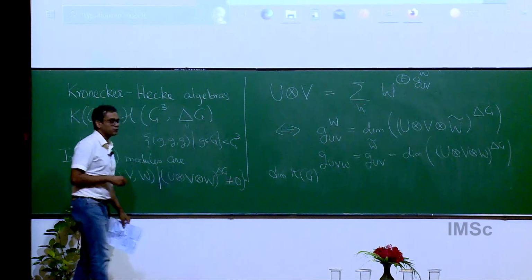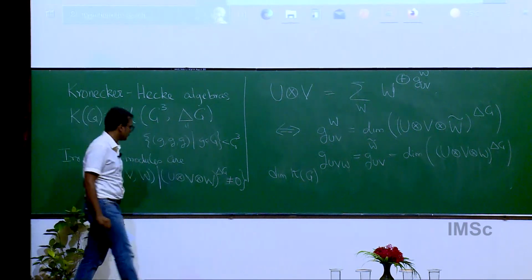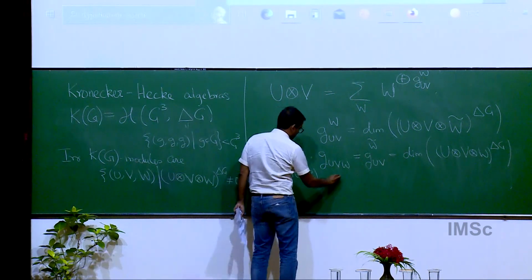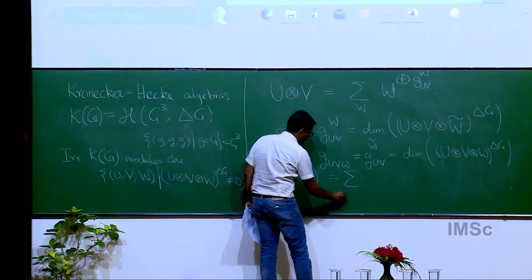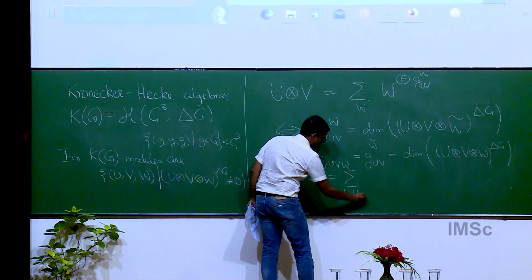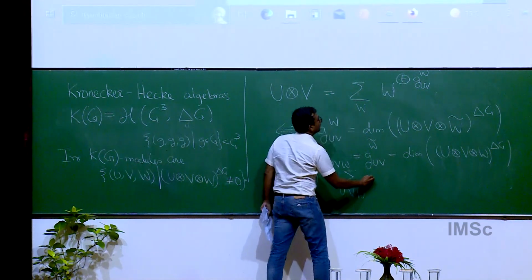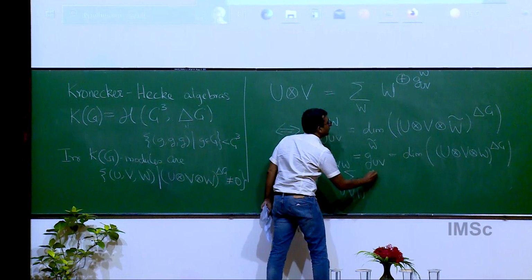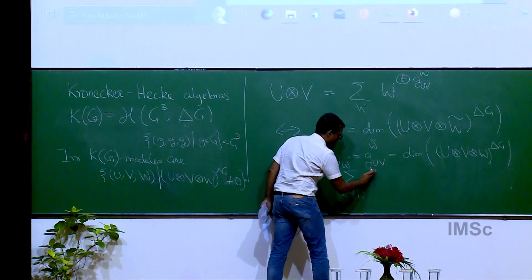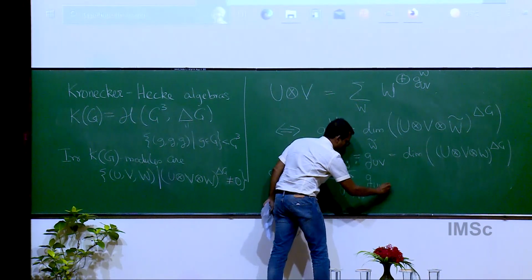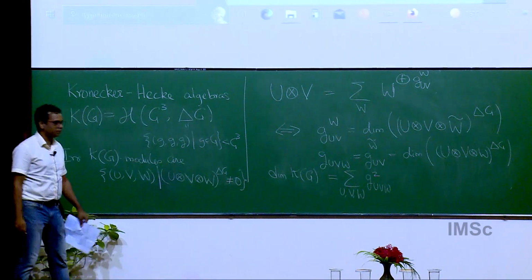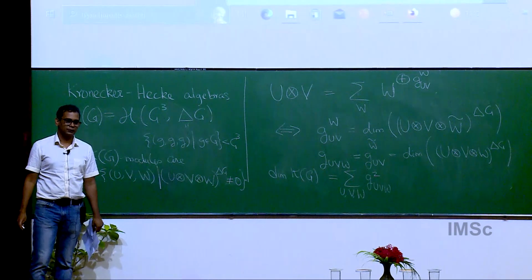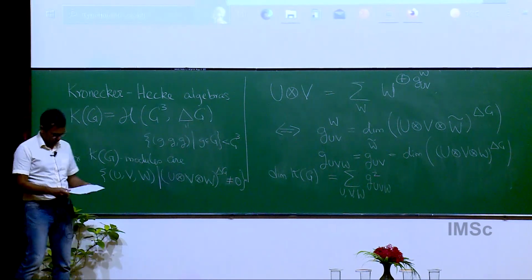earlier I had written something of the dimension of the Hecke algebra as a sum of squares, applies here, and this gives the sum over U, V, W of g(U, V, W) squared. Sum over all triples of representations U, V, and W of the group G.